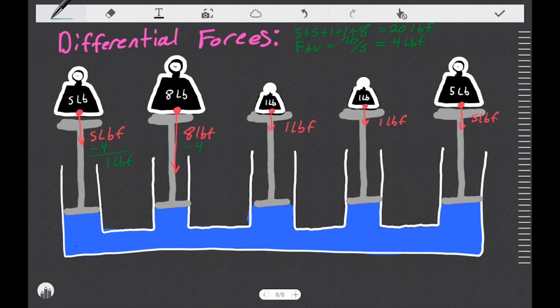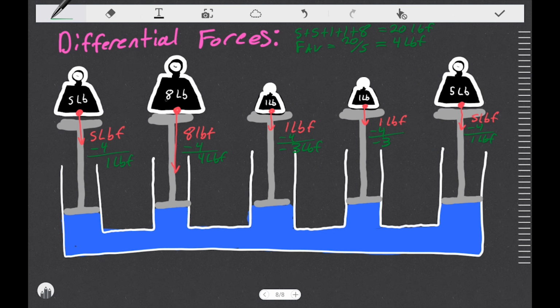8 minus 4 gives us 4 pounds of force. 1 minus 4 gives us minus 3 pounds of force. And 1 minus 4, minus 3. And again, 5 minus 4 gives us 1 pound of force. So what's going to happen if we release all of these from rest?